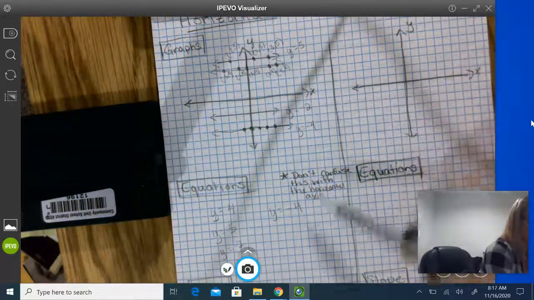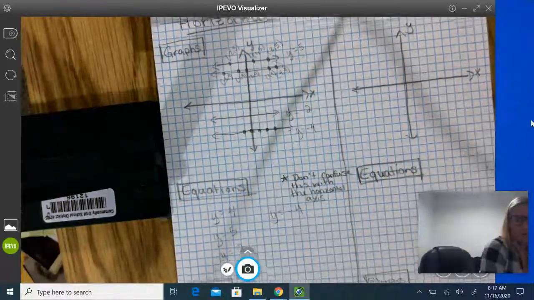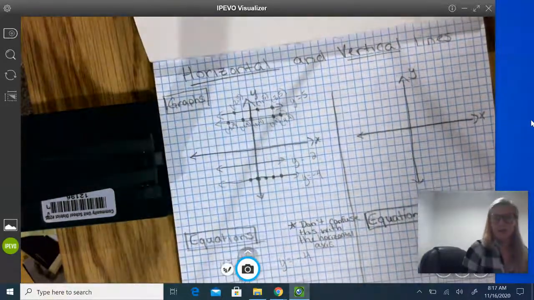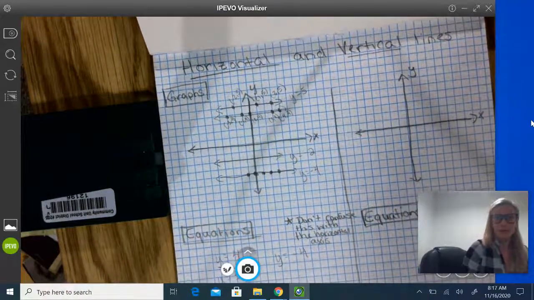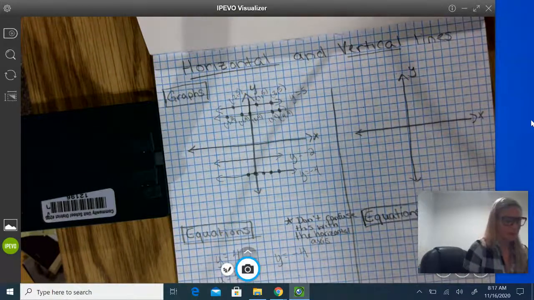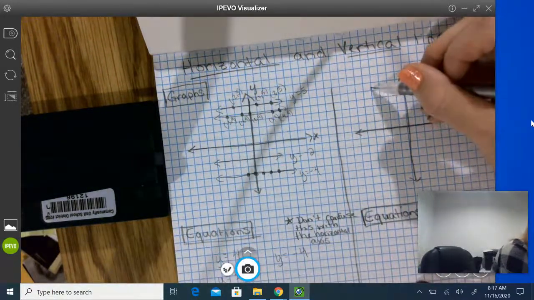This is the graph and the equations. We're going to talk about slope in a little bit, but I want to move over to talking about vertical lines and how they are different from horizontal lines. So there are a lot of similarities. The biggest thing is what they look like. Obviously, if horizontal lines look like this, vertical lines are going to look something like this.